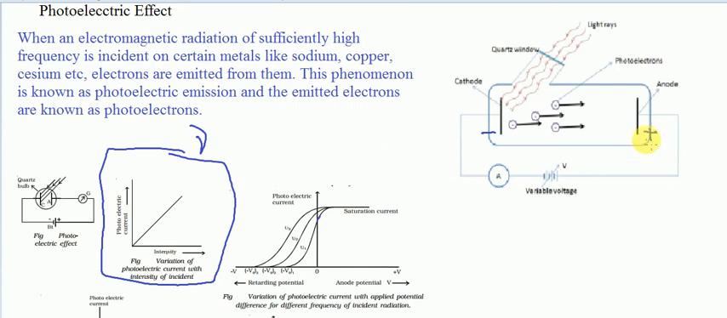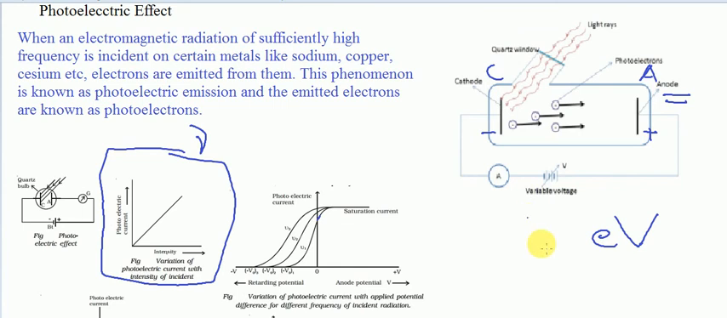So when we apply potential V there, the potential energy corresponding to that is eV. Potential energy is charge times potential. So with this much potential energy, the electrons are being opposed by the plate A. This is the plate A and this is plate C. So when we increase the potential, the opposing potential energy also increases. So the speed of photoelectrons also reduces.